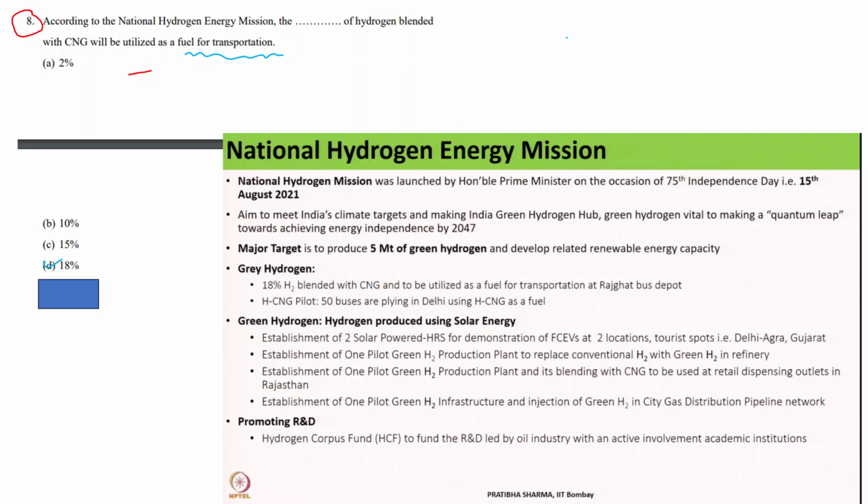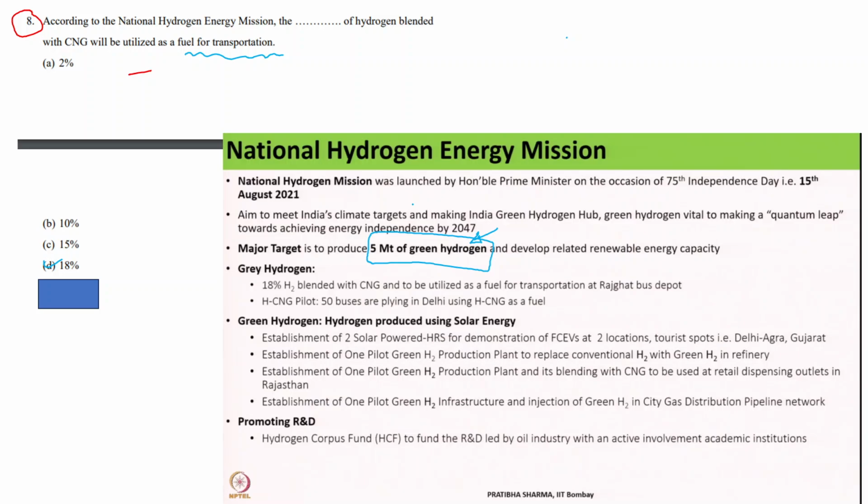there is a target, this is important, there is a target of 5 million tons of green hydrogen to be produced. Okay, this is our target. This is the target for India. So this target is by, actually 5 years, it is by 2026.